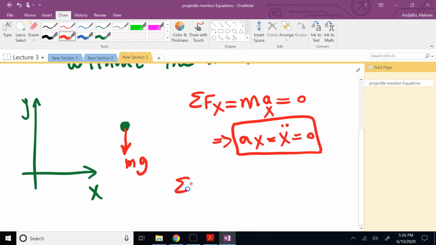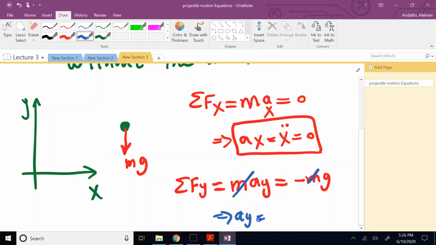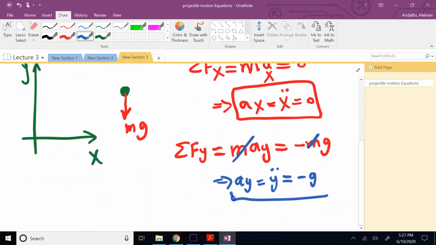Now in the y direction, on the other hand, the sum of the forces, which is equal to mass times acceleration in the y direction, is equal to negative mg. Negative because this is opposite to the direction of y. If you simplify m's, then you see that the acceleration in the y direction is equal to negative g. So we start with these two equations, and we integrate these two equations in the boxes twice to get velocities in x and y, and to get position of x and y.